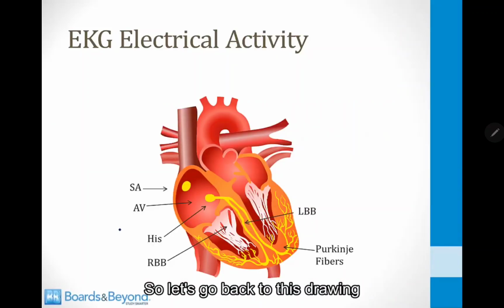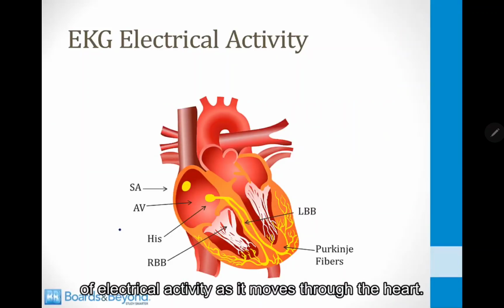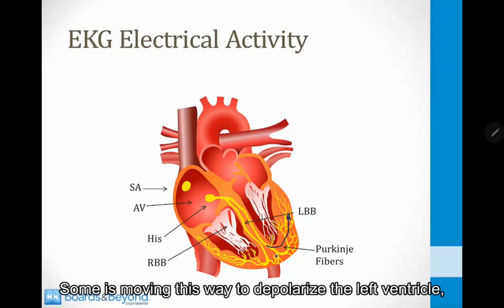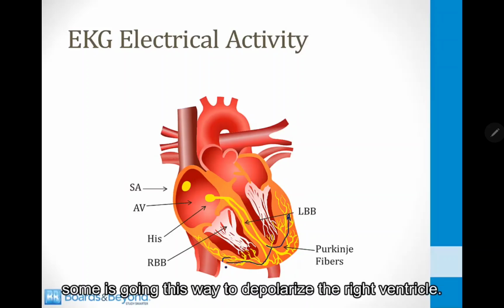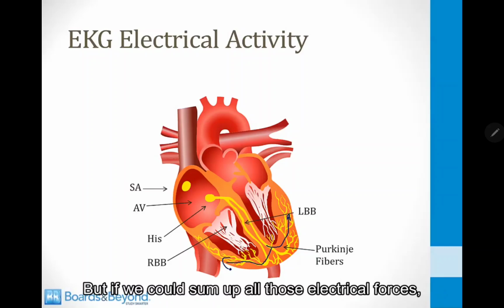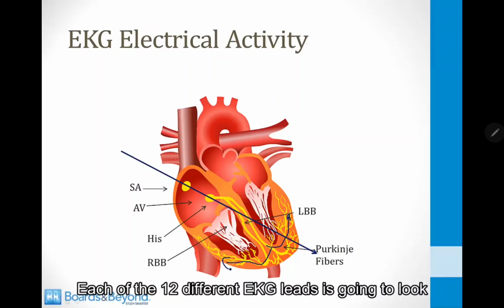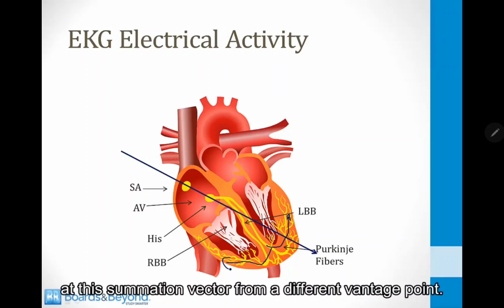So let's go back to this drawing of electrical activity as it moves through the heart. And let's imagine that the left and right ventricles are depolarizing. When that happens, we have electrical activity moving in lots of different directions. Some is moving this way to depolarize the left ventricle. Some is going this way to depolarize the right ventricle. But if we could sum up all those electrical forces, we would get a summation vector that looks like this. Each of the 12 different EKG leads is going to look at this summation vector from a different vantage point.